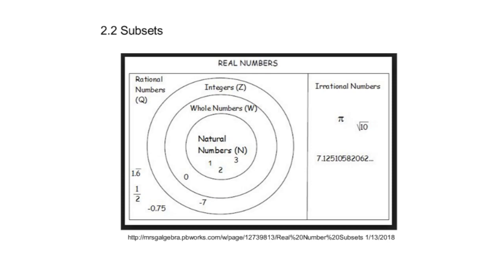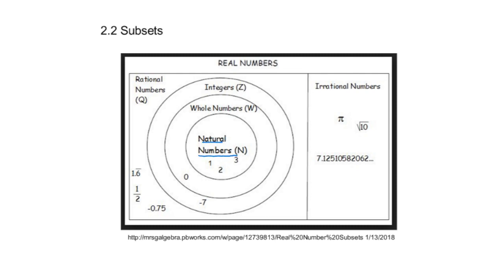In 2.2, we're going to be discussing subsets. Now, if you take a look at this real number set that we have listed in front of us, you can see that if you start in the middle, we ended up initially with our natural numbers, which include 1, 2, 3, dot, dot, dot.